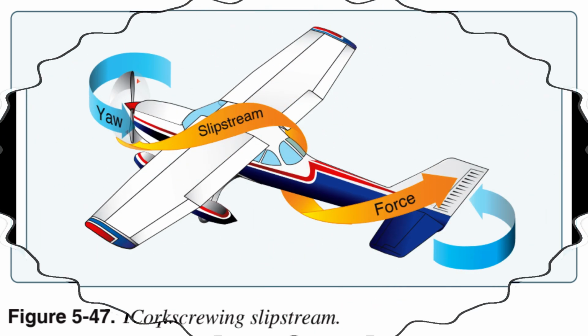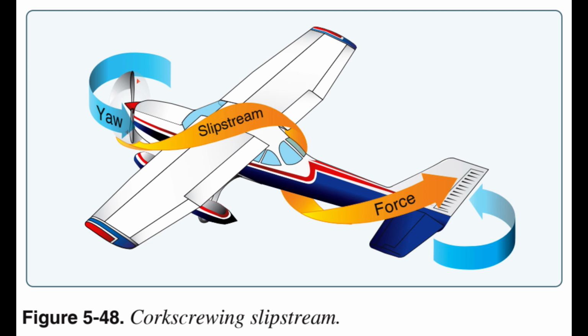Corkscrew effect. The high-speed rotation of an aircraft propeller gives a corkscrew or spiraling rotation to the slipstream. At high propeller speeds and low forward speed, as in the takeoffs and approaches to power-on stalls, this spiraling rotation is very compact and exerts a strong sideward force on the aircraft's vertical tail surface. Figure 5.48.